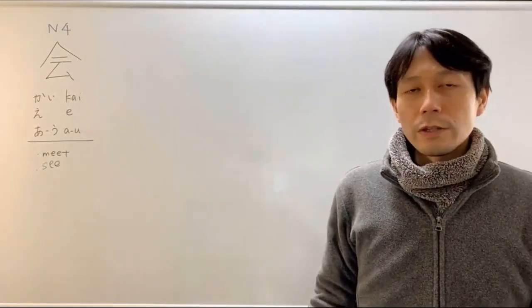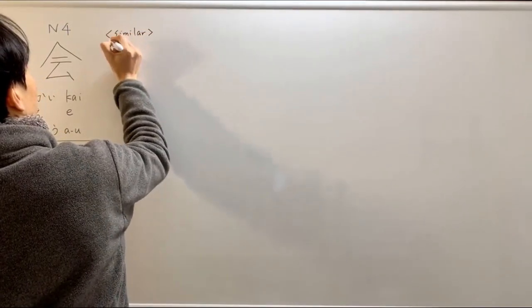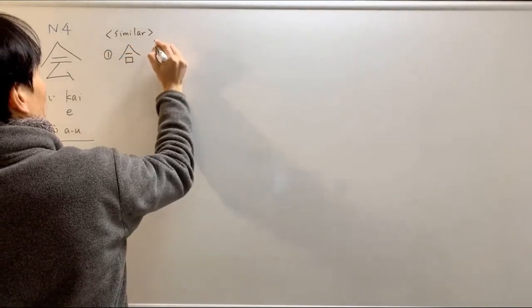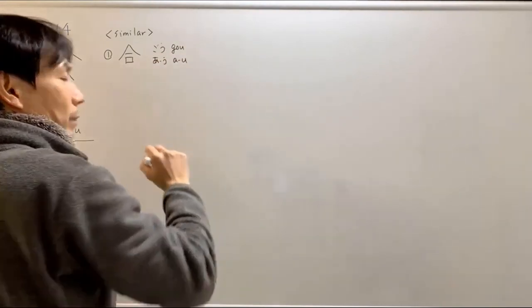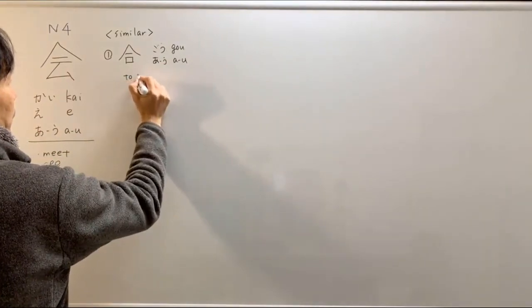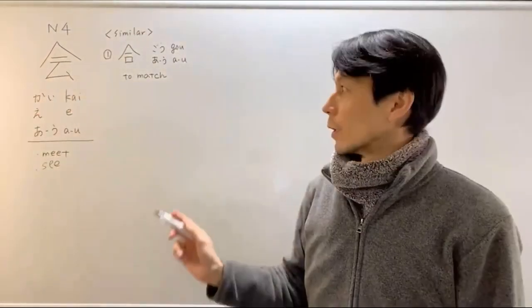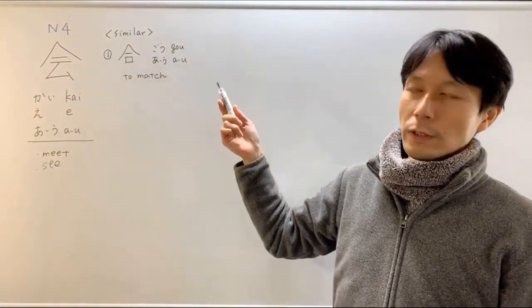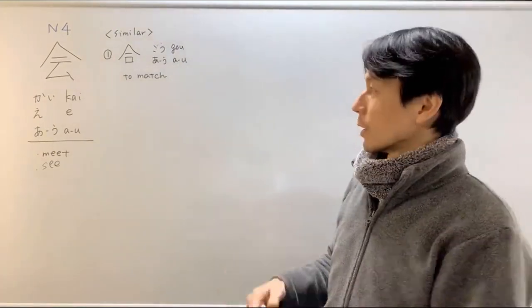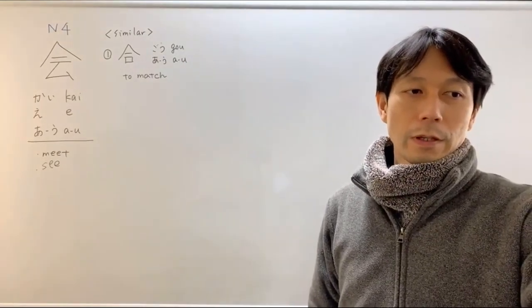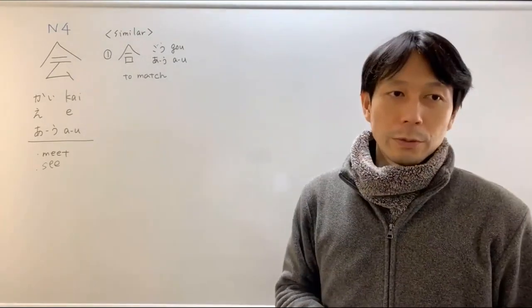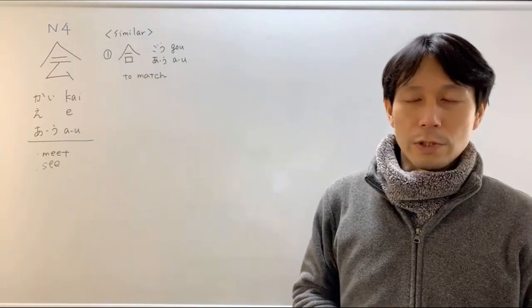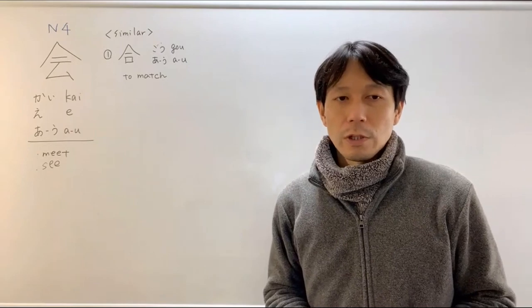Next, here is a kanji that is similar to kai. Go, wa, au. This kanji is read go, wa, au, and it means too much. Okay. I will include a link to a video of this kanji in the description section, so you can check out if you are interested.